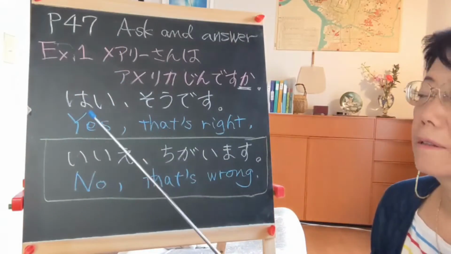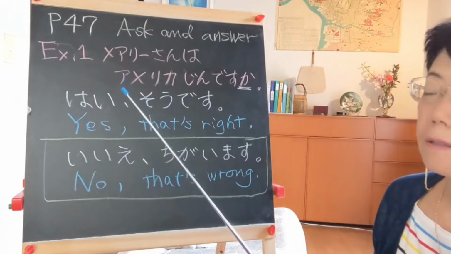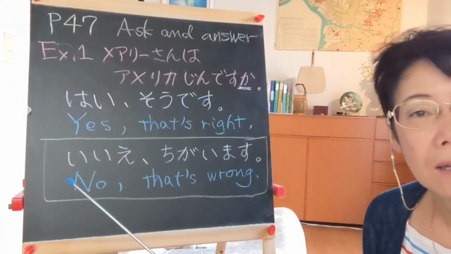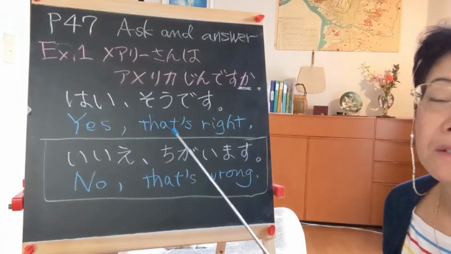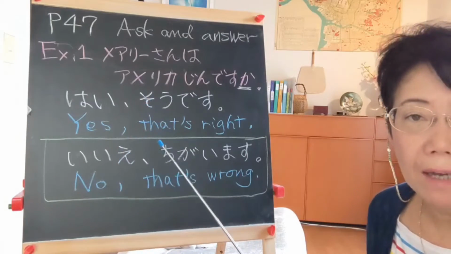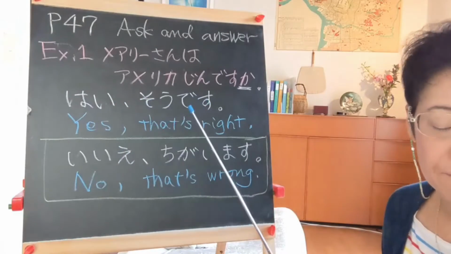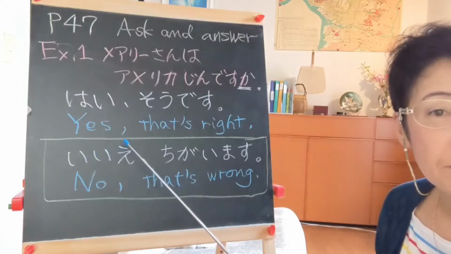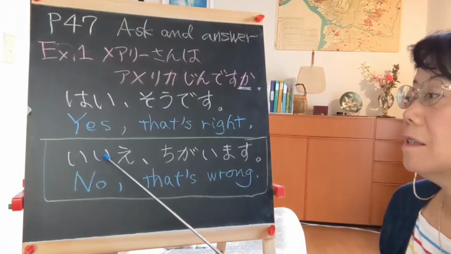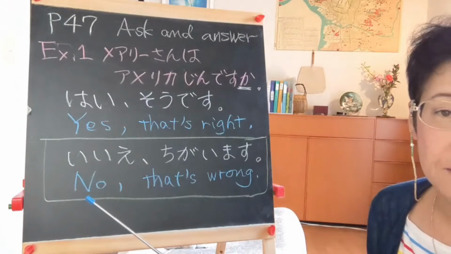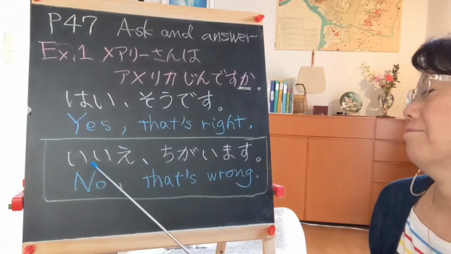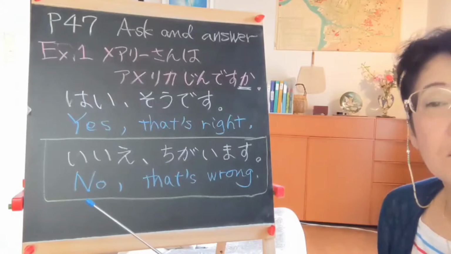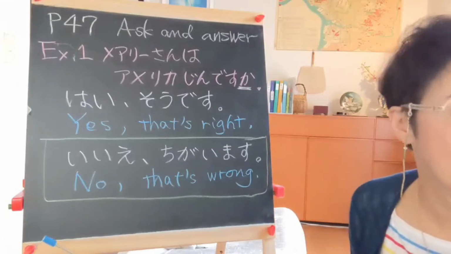The answer is yes and no. Yes is hai. And そうです. そうです means that's right. What you said is right. So, はい、そうです. And no, we say いいえ. We write いいえ, but the pronunciation is いいえ. And 違います. 違います is that's wrong. What you said is wrong.